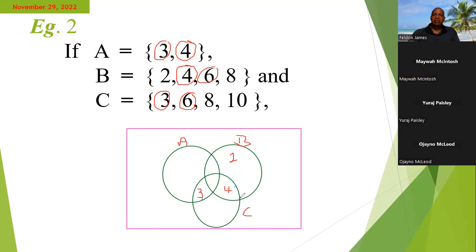So how did we get 4 here? Oh, sir, 4 was supposed to be in set A and B only. That was a mistake. Okay, so 4 is supposed to be here. All right, so 4 would have been there. Where we have that, we have what? 6. Yes, sir, in set B and C only. And what else? And number 8 is supposed to be in set B and C only.